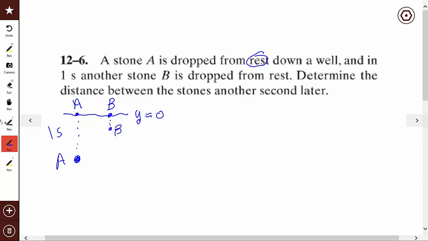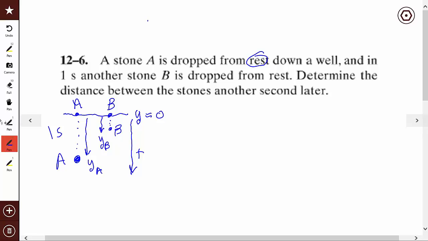Okay, so I'm going to set my origin, and I'm going to define a positive direction. I'm going to let down be positive, so anything that went down is a positive number. And a distance for A is right here. I'm going to call it y subscript A, and that'll be where stone A is located, and y subscript B is going to be the distance for body B.